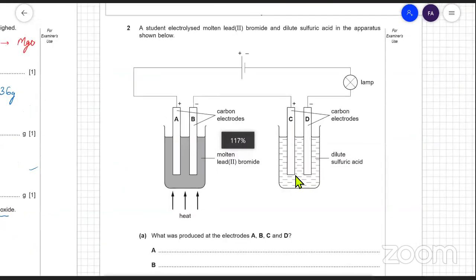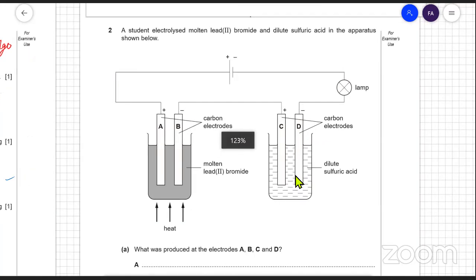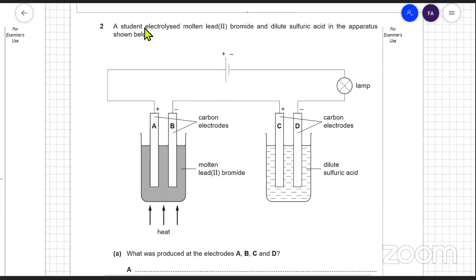Question number two is related to electrolysis. A student electrolyzed molten lead(II) bromide and dilute sulfuric acid in the apparatus shown below. What was produced at the electrodes A, B, C, and D? So it's a question of electrolysis, and we have to figure that out. First, I'm going to look at the left-hand electrolysis cell over here.